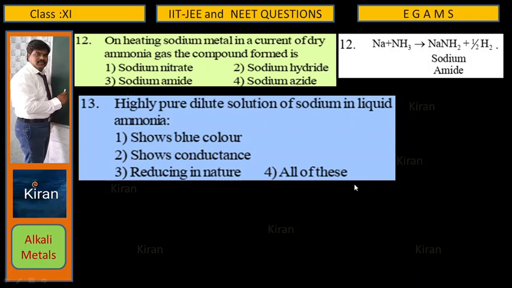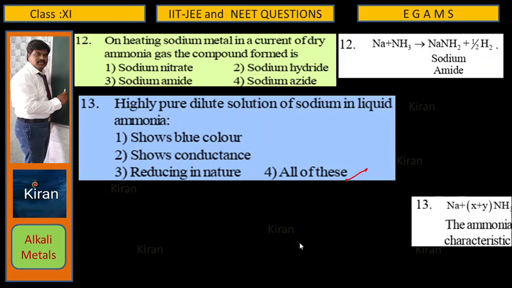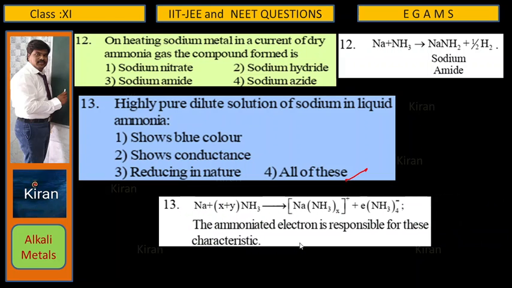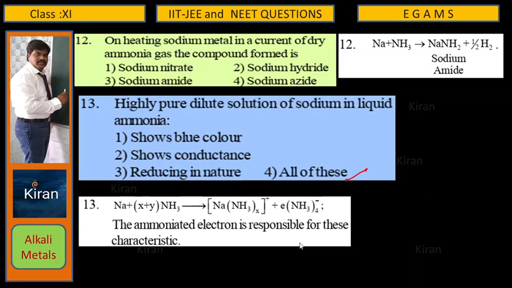Highly pure dilute solution of sodium in liquid ammonia shows blue color, shows conductance and is reducing in nature, all of this. Yes, all of this. It shows blue color when alkali metal is placed into the water. It shows conductance and paramagnetic nature, reducing nature, all of this. This is the equation, which shows the formation of ammoniated electron and ammoniated sodium.